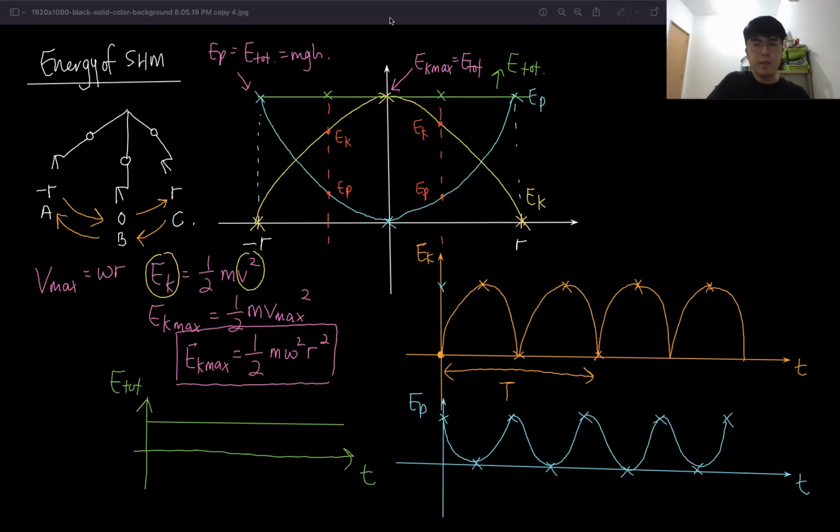Now, is the total energy in the system always the same? It depends on whether there is damping happening to the system or not. What is damping? We'll talk about damping, which is loss of energy in an oscillation. The total energy of the system will decrease if there is damping.